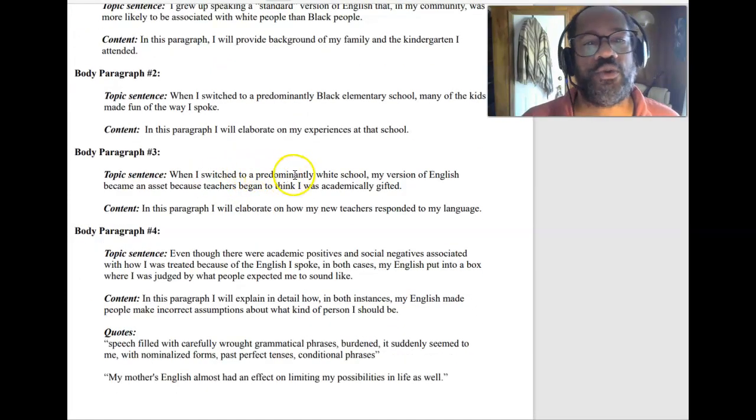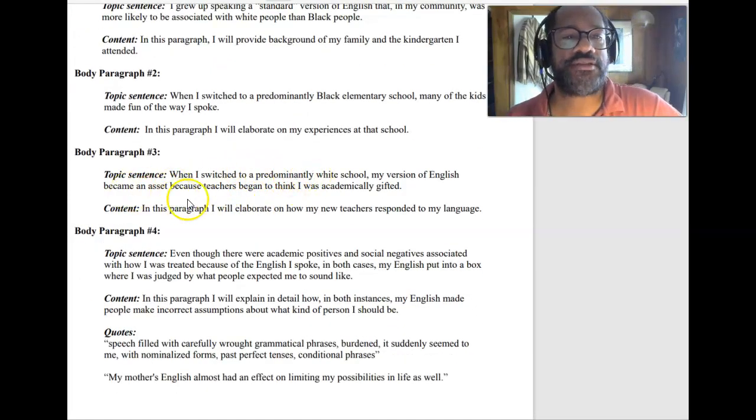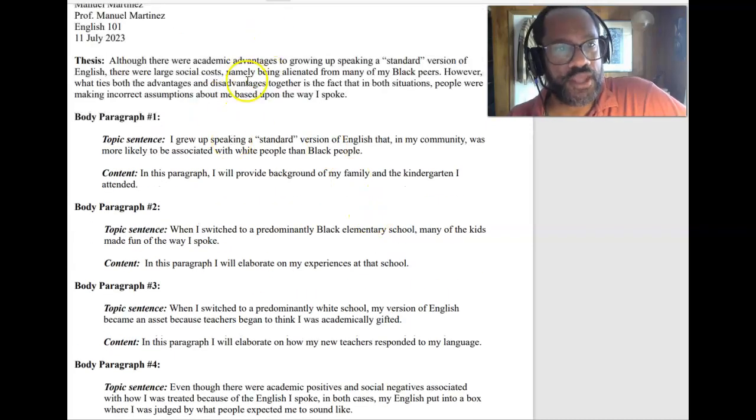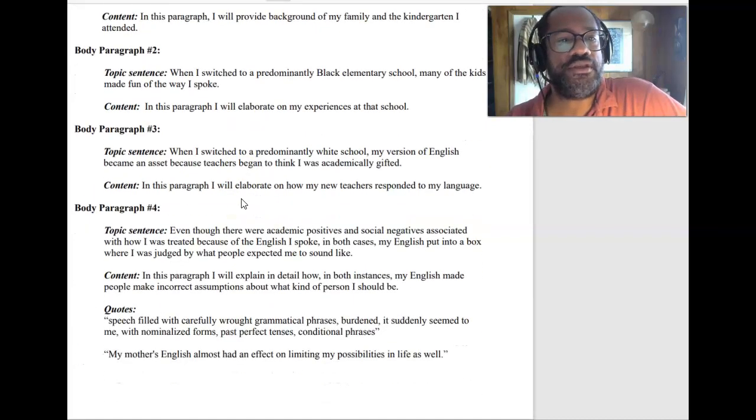Number 3, when I switched to a predominantly white school, my version of English became an asset because teachers began to think I was academically gifted. Okay, and then I'm going to elaborate on how teachers responded to my language. And so, again, that goes back to the thesis there.